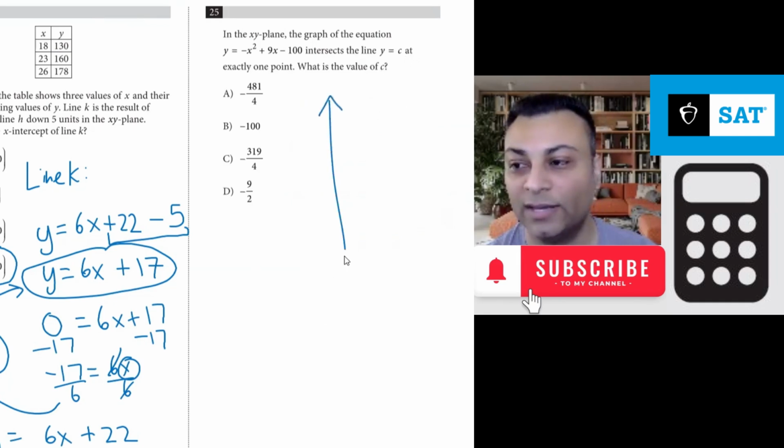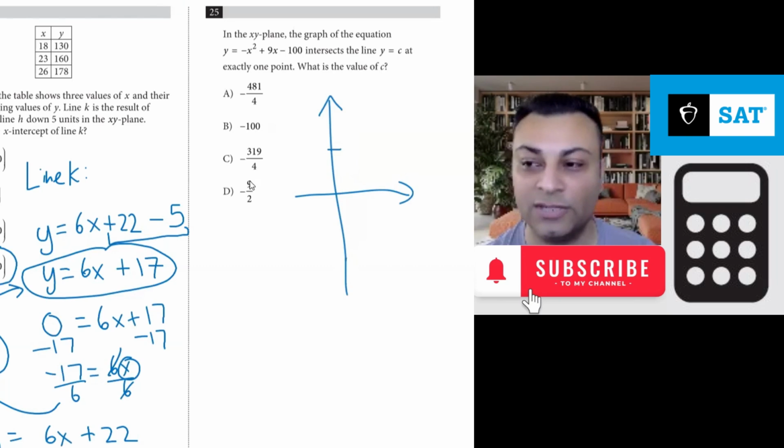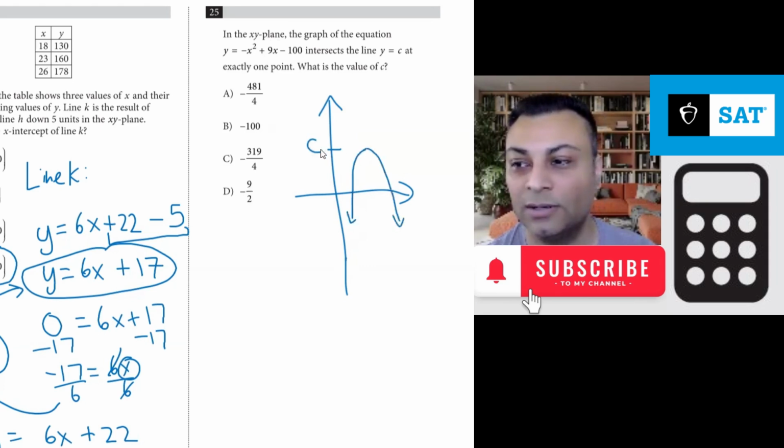We have a line here. C is somewhere here. In truth, c is a negative number because they told us that in the options, but in reality, we wouldn't know that until we took a closer look at the problem. But this line here goes through the vertex of our parabola.